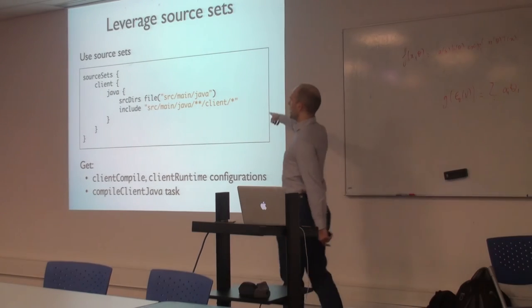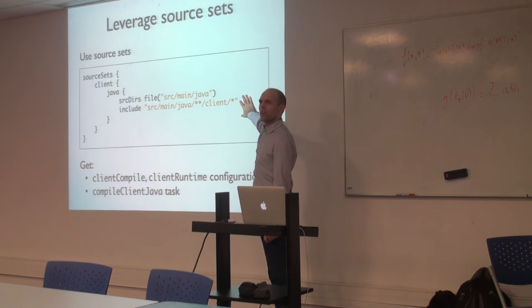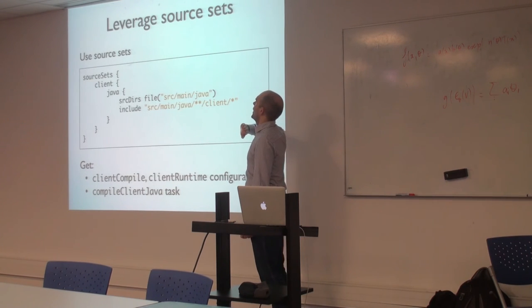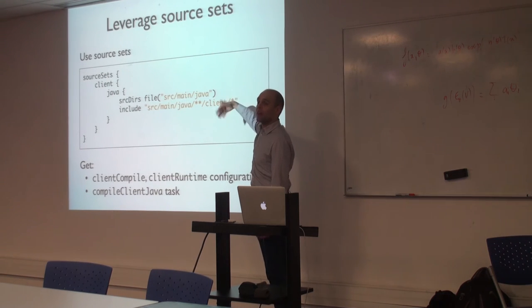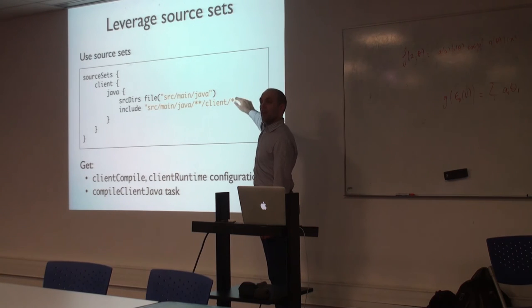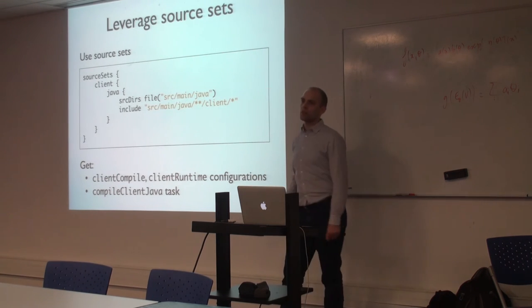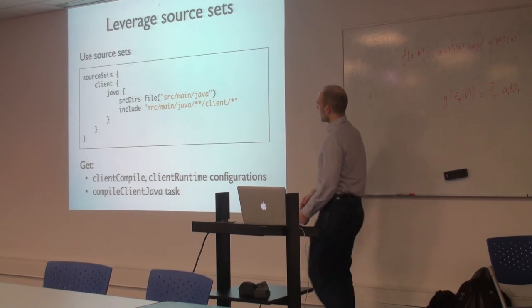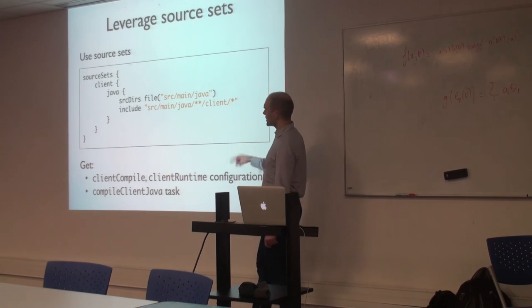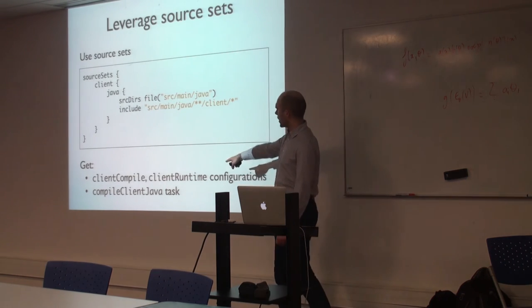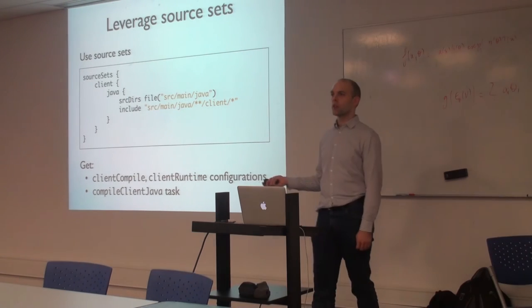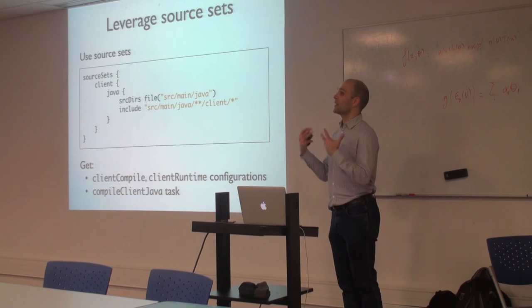Now, in this, I wouldn't really recommend doing this. This is really asking to be split into a separate project, but there are very useful cases for adding your own source sets, and in this case, it gives you a stepping stone for migrating the build. In this case, we were migrating from Ant, and this is what Ant was doing. So we can introduce this into Gradle, keep it similar to the old build. We can refactor into multiple projects later. And this gives us other configurations that we can attach dependencies to. Client compile, client runtime, and you get a compile client Java task. So all of that stuff you get out of the box just by declaring a new source set.